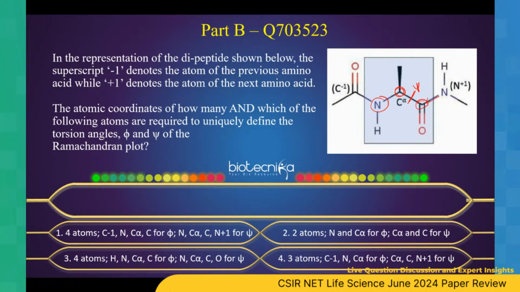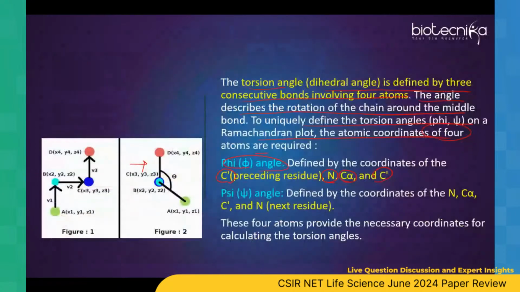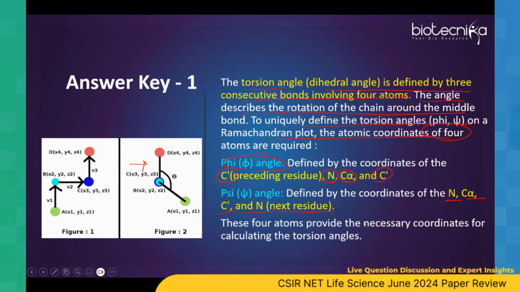Okay, and you have the N of the next residue. So as you can see here, for psi angle it is N, C alpha, C dash, and the N of the next residue. So these four atoms provide the necessary coordinates for calculating torsion angles. That is why the correct answer will be option 1. Yes, everyone got this correct, right? Can we move on to the next one then?